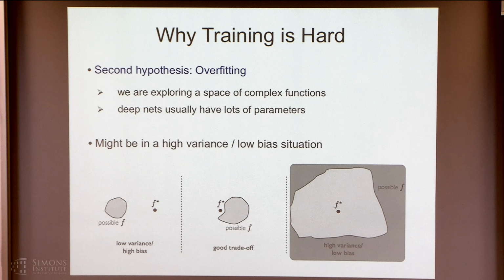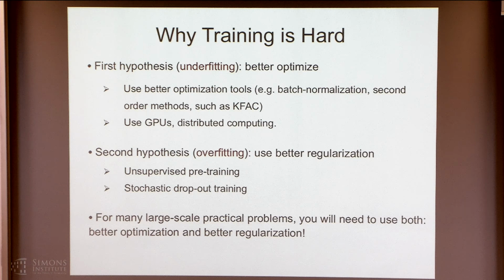And then there's the other hypothesis, maybe we're just overfitting. We can always build these models with millions of parameters and they can overfit. And the question is maybe there is a better regularization that we can do. For the first hypothesis, for the underfitting, there's a lot of work on better optimization. Obviously, we want to be able to build better optimization tools. And I'll say a few words about some of them.